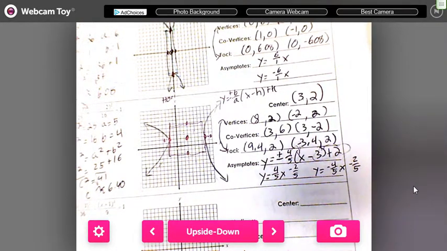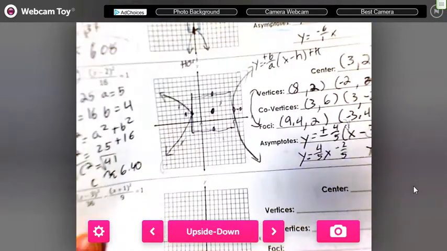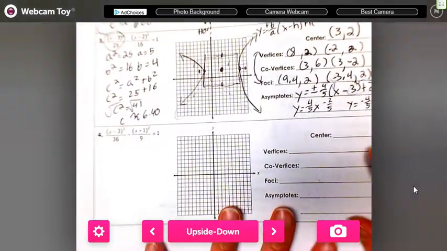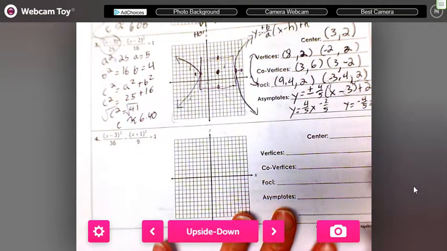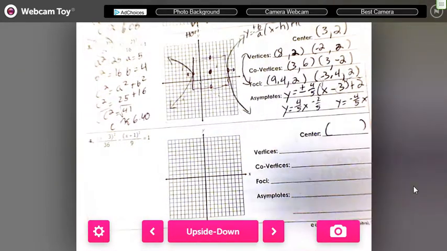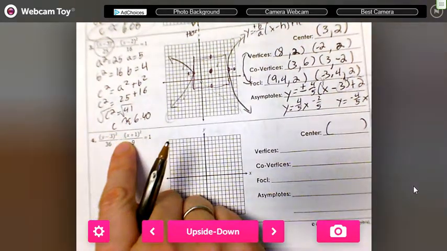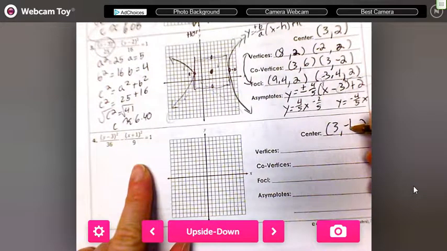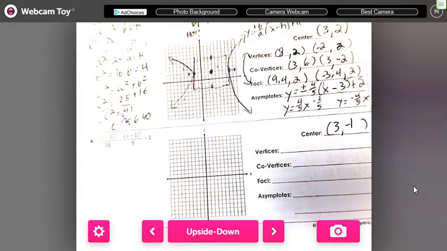All right, let's try number 4, because I still have a lot of people that are confused. Can somebody tell me what the center is of this? 3, negative 1. Okay, so you guys at least know that part, right? You can find the center.